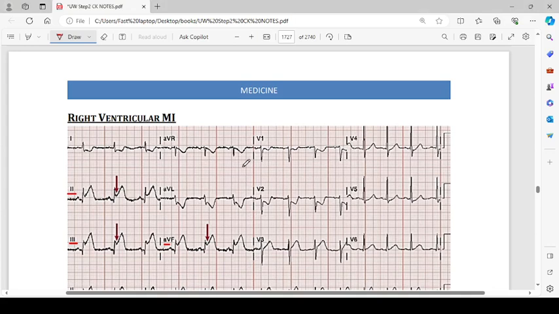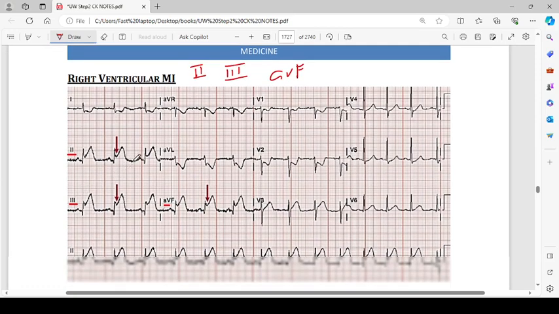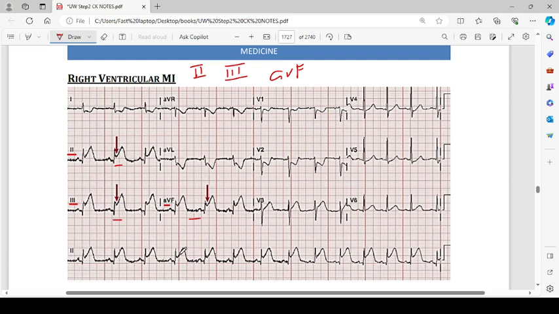Now we are going to start with the right ventricular myocardial infarction. In the right ventricular myocardial infarction, the leads which are important are lead 2, 3 and AVF. So in the picture you can see that we have ST elevation in lead 2, lead 3 and lead AVF because they correspond to the inferior surface of the heart and the area of the heart that is being supplied by the right coronary artery.